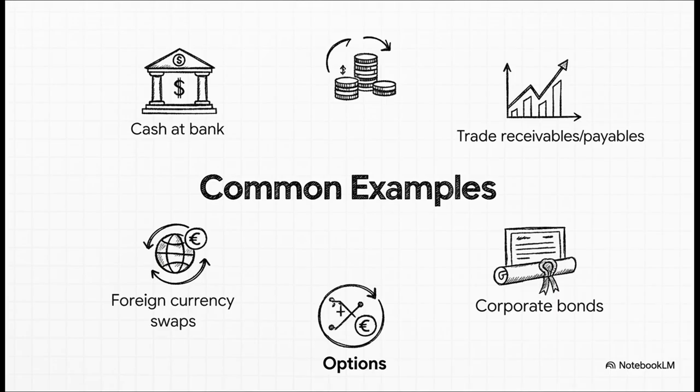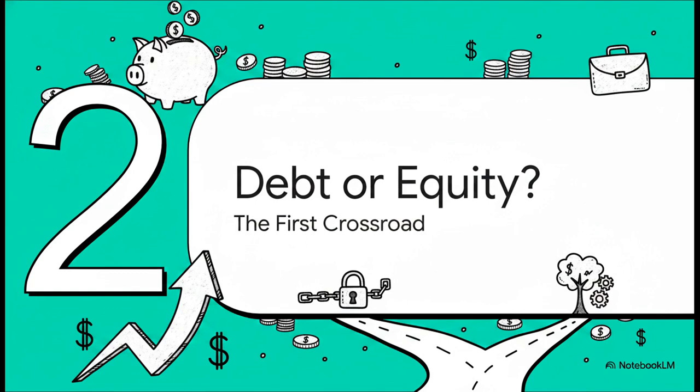And this idea covers a huge range of things you'd find on any company's books. We're talking everything from something as simple as cash in a bank account all the way to more complex things like options and foreign currency swaps. Okay, so once we've identified that we're dealing with a financial instrument, we hit our first major fork in the road. We have to make a big decision.